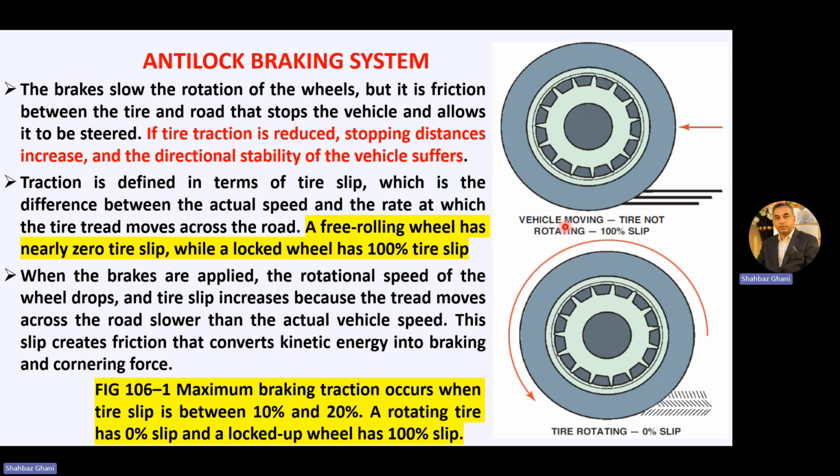Now let's see, this vehicle is moving, tires not rotating. When the tire is not rotating, we have a 100% slip. The vehicle is moving and the tire is also rotating, so we will have zero slip here.